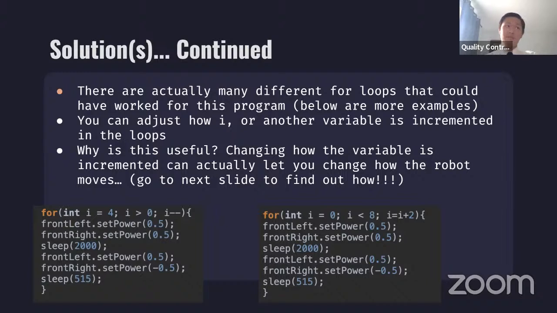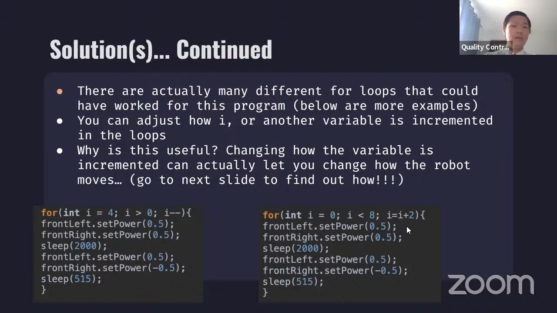I'll let you take a look at these solutions a bit more. As you can see, things are different here: this one starts at I equals 4, and while it's above 0, it iterates downwards. And this one starts at 0. As long as it's below 8, it keeps iterating by 2.